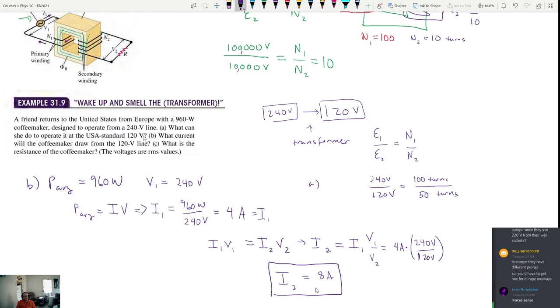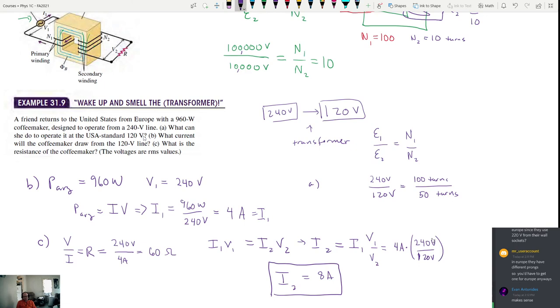Finally, it says, what is the resistance of the coffee maker? We can find resistance by just doing Ohm's law, I believe, so that V over I should be equal to R. It should be the same ratio no matter which one we use, so let's just check. If we use 240 volts and we divide by 4 amps, we're going to get a resistance of 60. And if we did... This can't be the same, can it? 120? Wait a minute. Yeah.